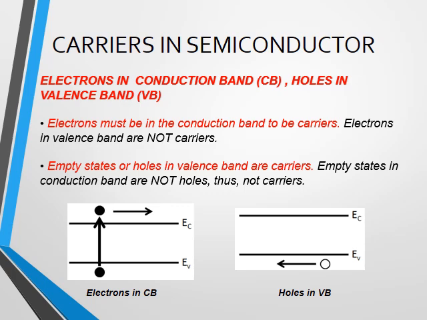Finally, in a semiconductor, there are two types of current carriers. One is electron and another is hole. Electrons and holes are carriers, which means that the movement of electrons and holes in a semiconductor determines the conductivity or the electrical characteristics of a semiconductor. The electrons must be at the conduction band to conduct current, and holes must be at the valence band to conduct current.